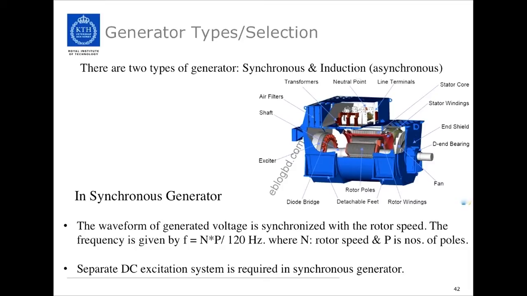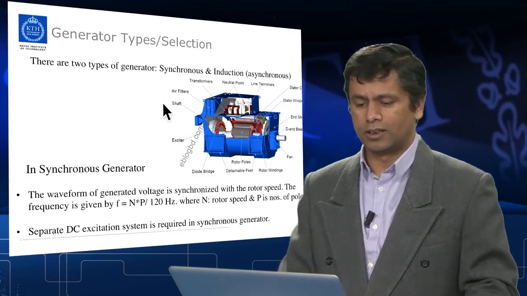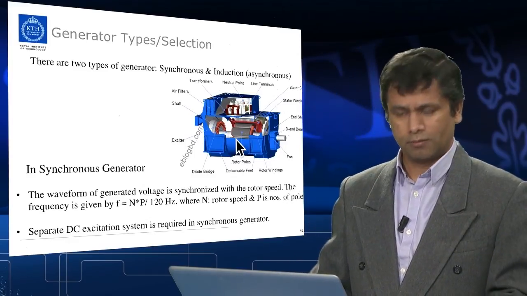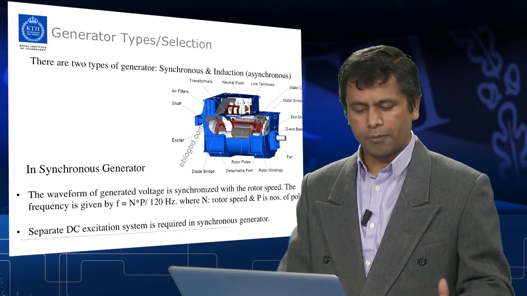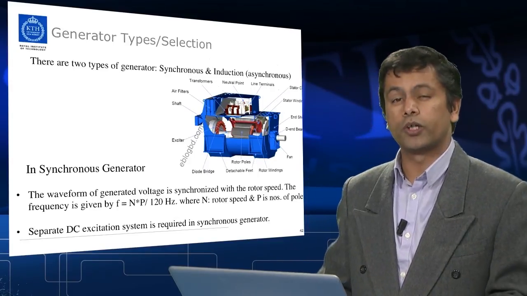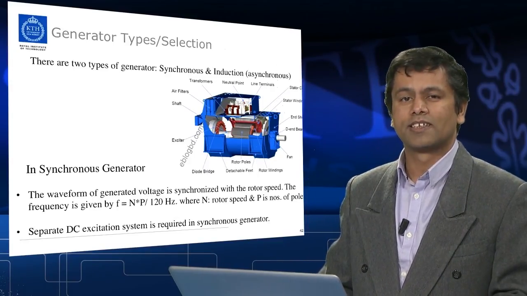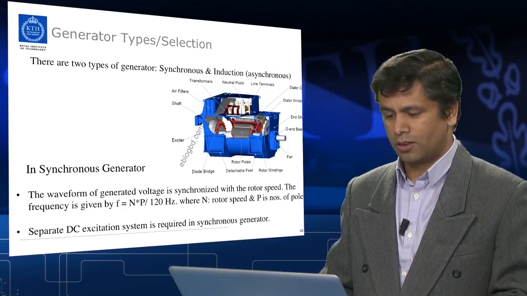So in that case, the frequency is given by Np divided by 120, where N is the rotor speed and P is the number of poles. And in this type of generator, you have to give the excitation system. So you can have a separate DC excitation system, or you can also have a self-excited synchronous generator.